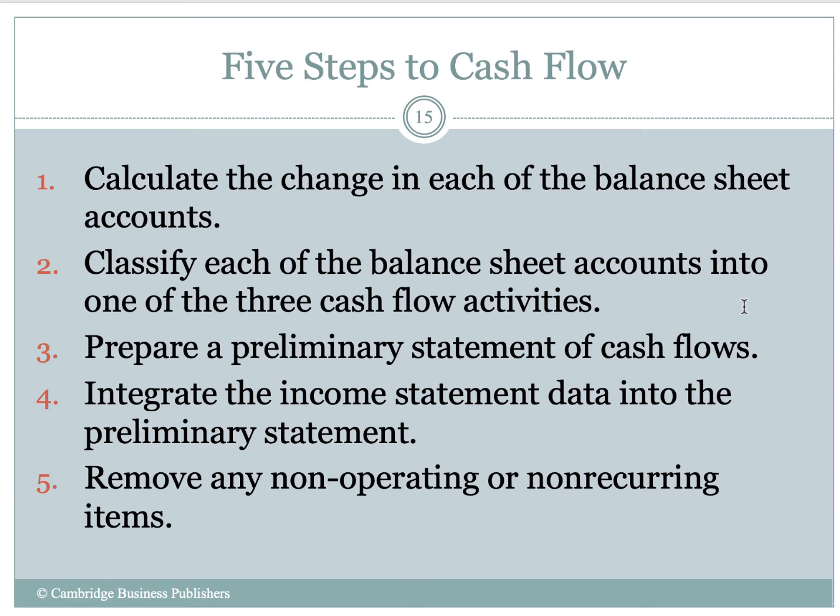So once we calculate the change, we're going to look at all of the balance sheet accounts and put them into one of the 3 cash flow activities. Is it operating? Is it investing? Is it financing? Okay. Then we're going to prepare a preliminary statement of cash flow. We're going to integrate the income statement data into the preliminary statement, and then we're going to take out any non-operating or non-recurring items.